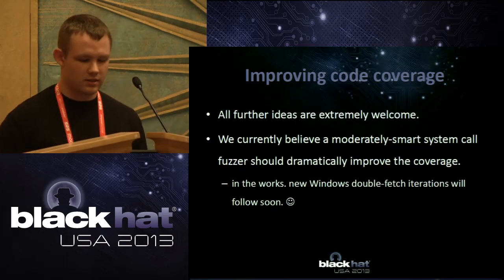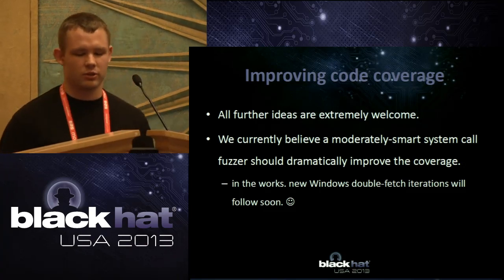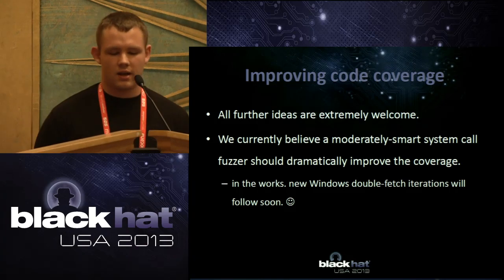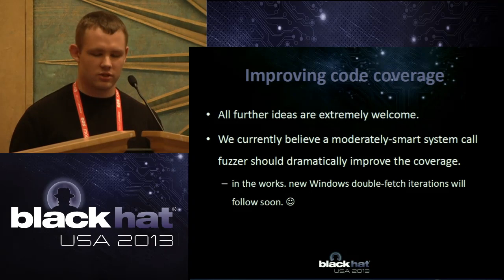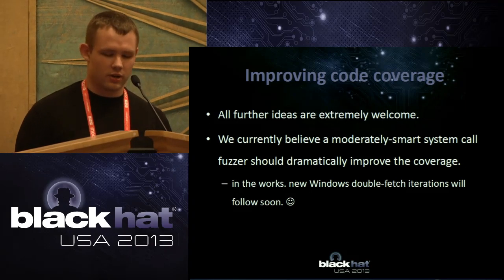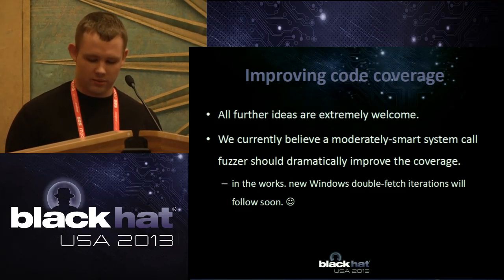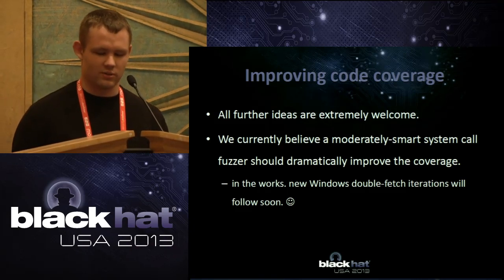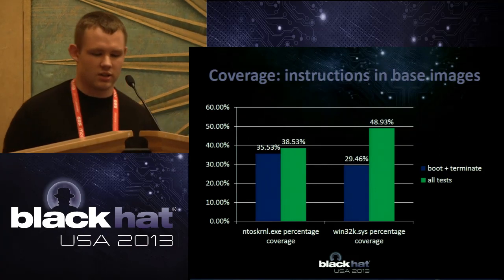So if you have any ideas of how this could be still improved, we'll be really happy to hear from you. And our current belief is that if we have a moderately smart system called Fuzzer, we could really dramatically, like maybe twice or 3 times, improve the code coverage that we have now. So we are currently working on that, and maybe some new Windows bugs will be found and reported soon thanks to this. So there are some statistics regarding the code coverage that we have right now.